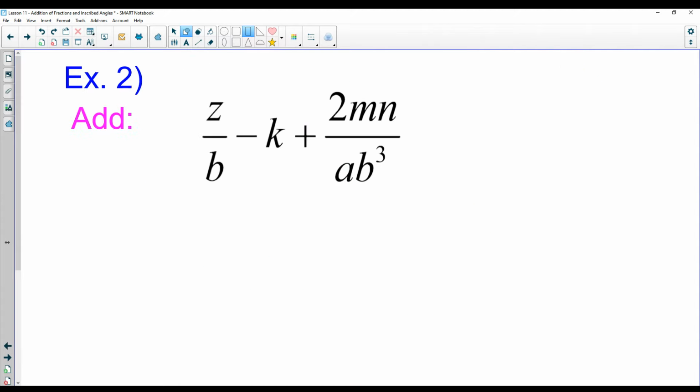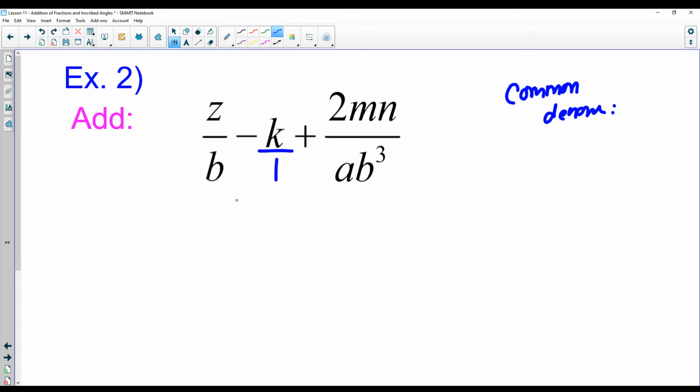Let's do one more. Example 2, add z over b minus k plus 2mn all over a b to the 3rd. This second number here does not have a denominator written, therefore we assume it to be a 1. All right, common denominator. What's that going to be?